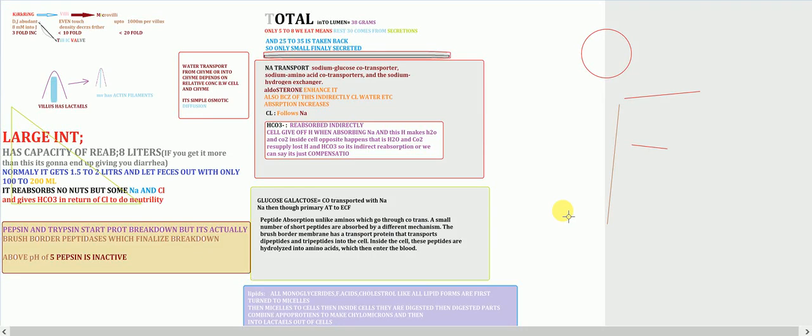Alright, so let's start without further ado. Chapter 66, Gut and Hormonal Physiology.